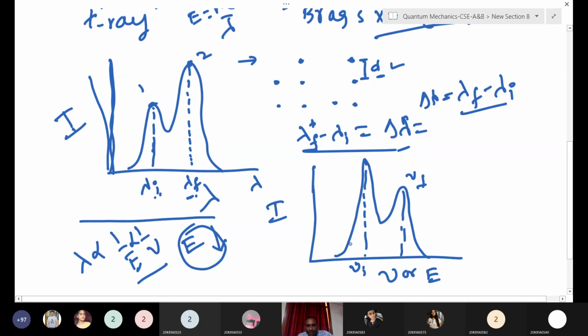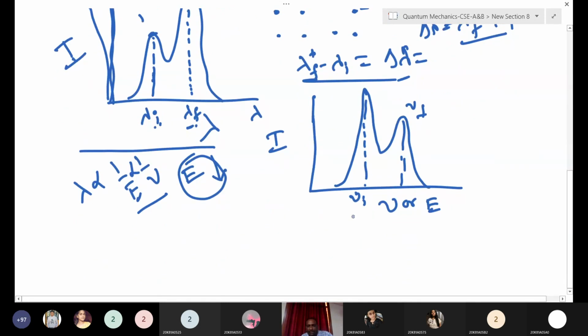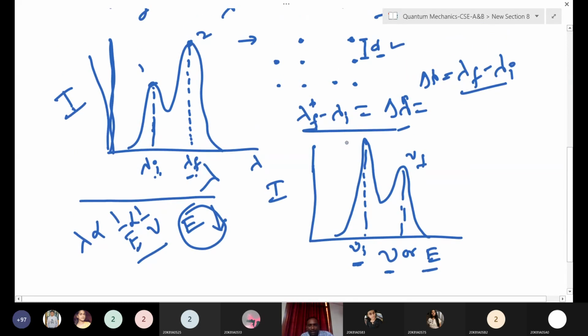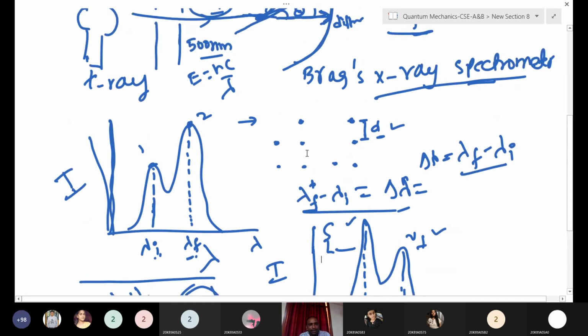Suppose you plot the same graph in terms of frequency or energy. The incident photon frequency and energy are high. So if you draw this curve in terms of frequency and energy, the first peak intensity will be high and the second peak intensity will be less. Using this we can compare how much energy is lost in this scattering process. This is the experimental process.